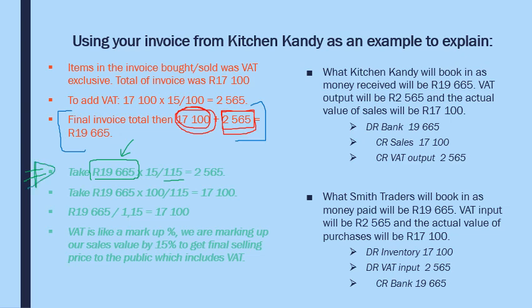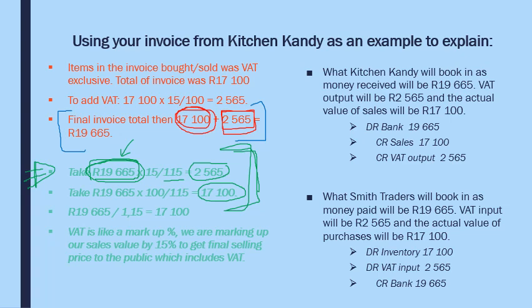I can take the final price, which is 115%, multiplied with 15 over 115, and I get the VAT. I can multiply it with 100 over 115, and I get the exclusive price. Okay, and again, together, those two give me the full invoice price.